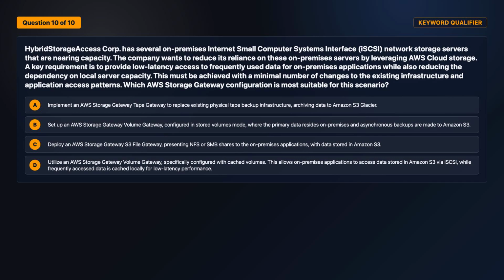Hybrid Storage Access Corp. has several on-premises Internet Small Computer Systems Interface, iSCSI, network storage servers that are nearing capacity. The company wants to reduce its reliance on these on-premises servers by leveraging AWS cloud storage. A key requirement is to provide low-latency access to frequently used data for on-premises applications while also reducing the dependency on local server capacity. This must be achieved with a minimal number of changes to the existing infrastructure and application access patterns. Which AWS Storage Gateway configuration is most suitable for this scenario? Select one answer. Review the answer choices on screen.